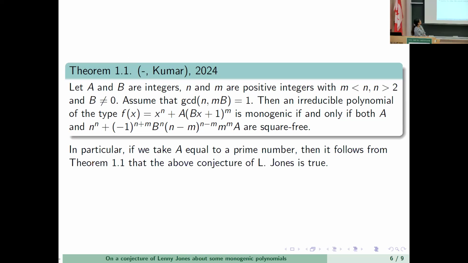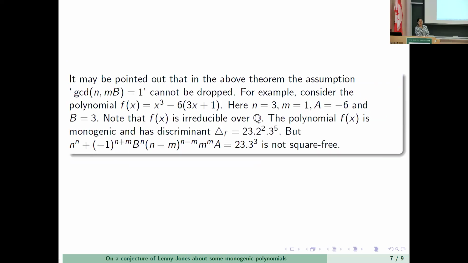Now the other question is whether we can remove this GCD condition or not. The answer is no. If we take this polynomial f(x), this polynomial is monogenic, but the discriminant doesn't satisfy the square-freeness condition. So the condition that the GCD of n and m should be 1, we cannot remove.